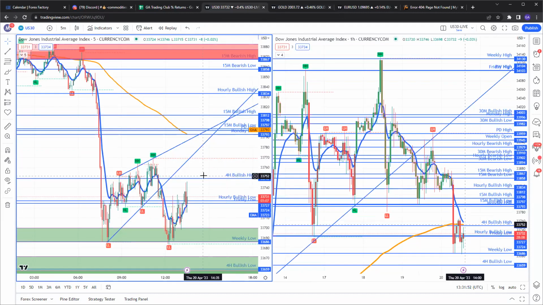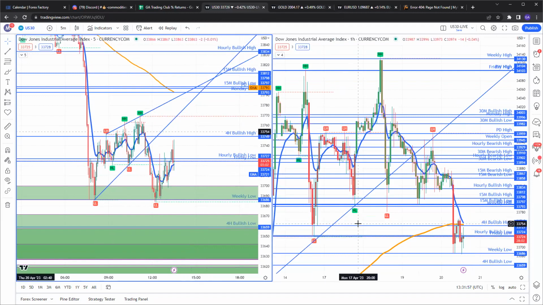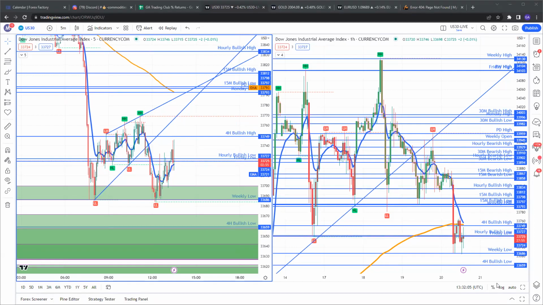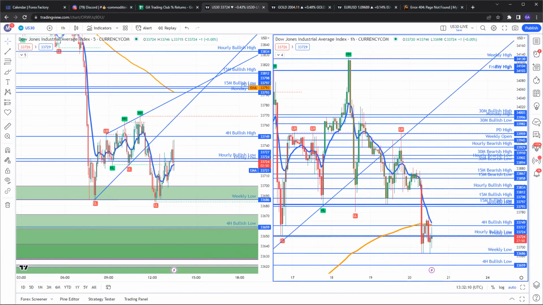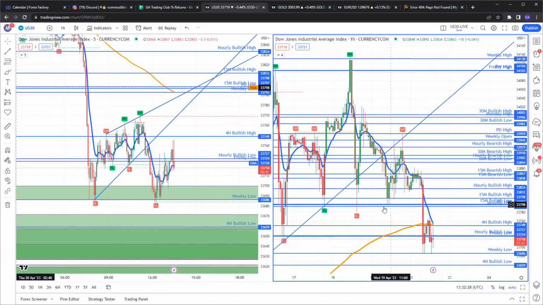Yeah, so right now, US 30, let's see, we have these two established trend lines. The other thing to notice for US 30, we are creating a death cross on the hourly. So you can see on the hourly time frame, the 9 EMA is approaching the 200 EMA to the downside. So personally, I am bearish on US 30.